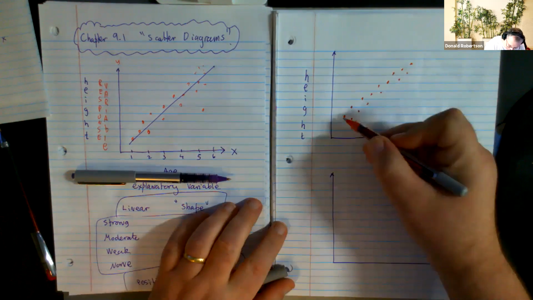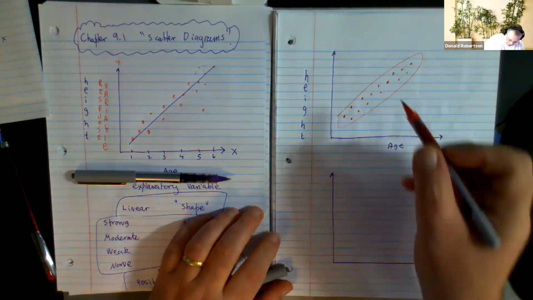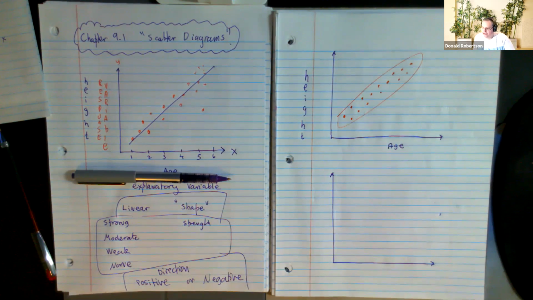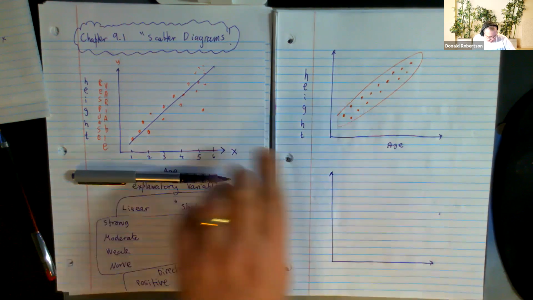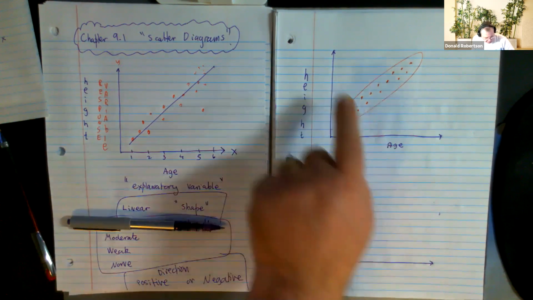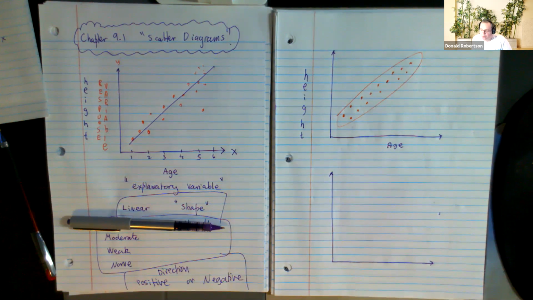So there's my sausage. Linear, positive, no outliers, moderate to strong, depends how you feel about it. Age would be, in this case, the explanatory variable. Height would be the response variable.